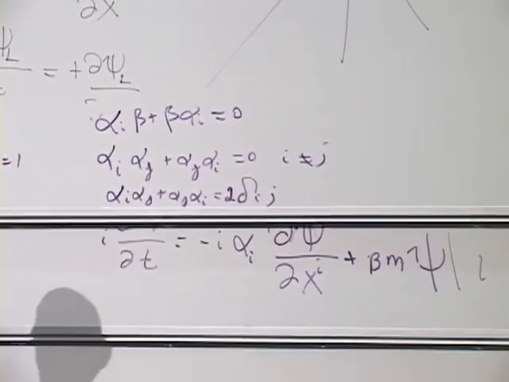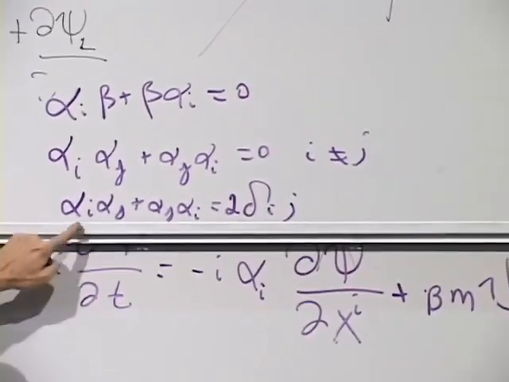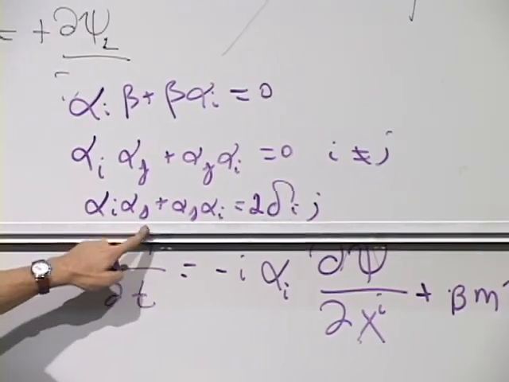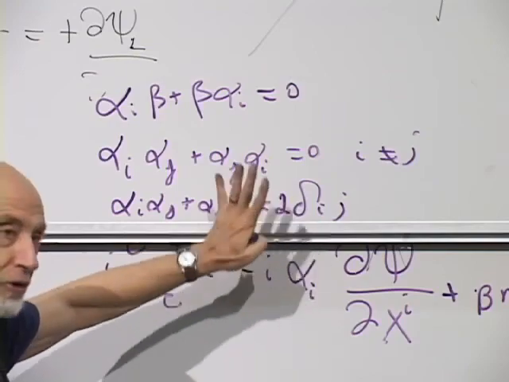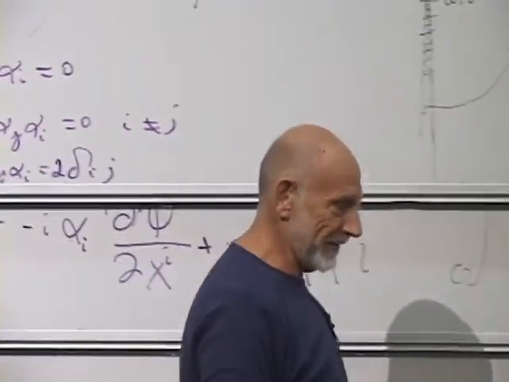Let's see. Alpha 1 squared should be 1. But obviously, if both I and j are 1, this is alpha 1 squared plus alpha 1 squared, which is 2. That's right. There is a 2.